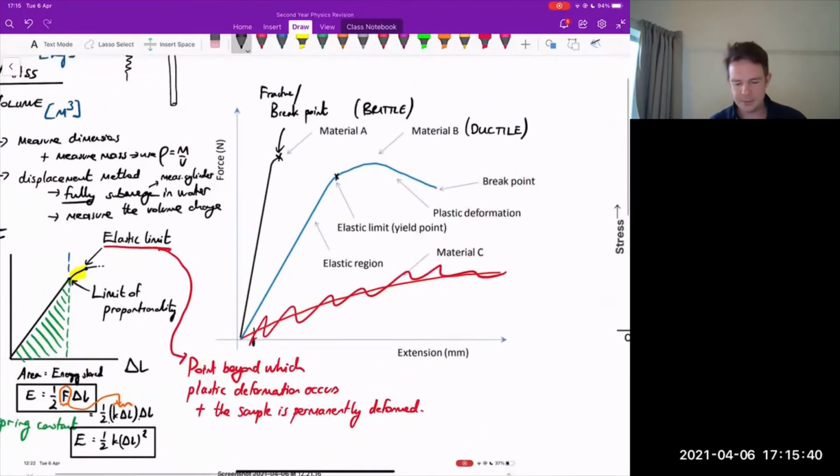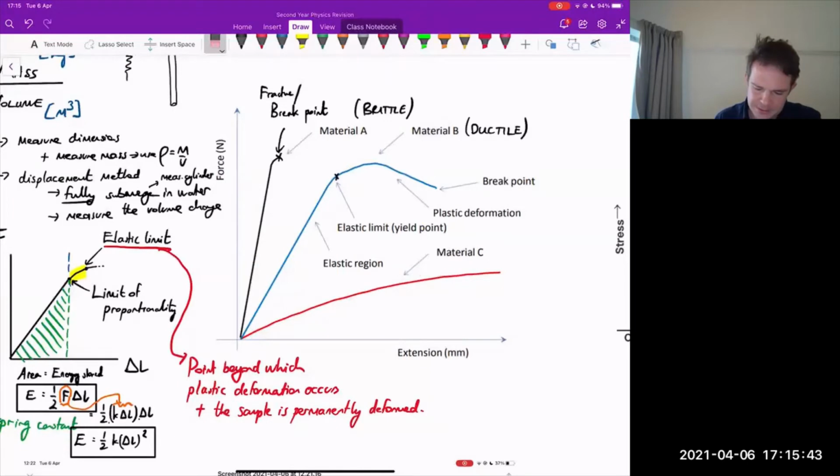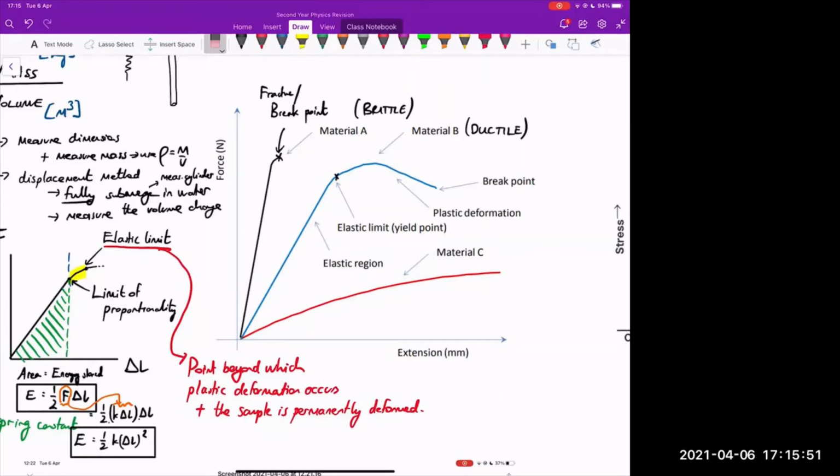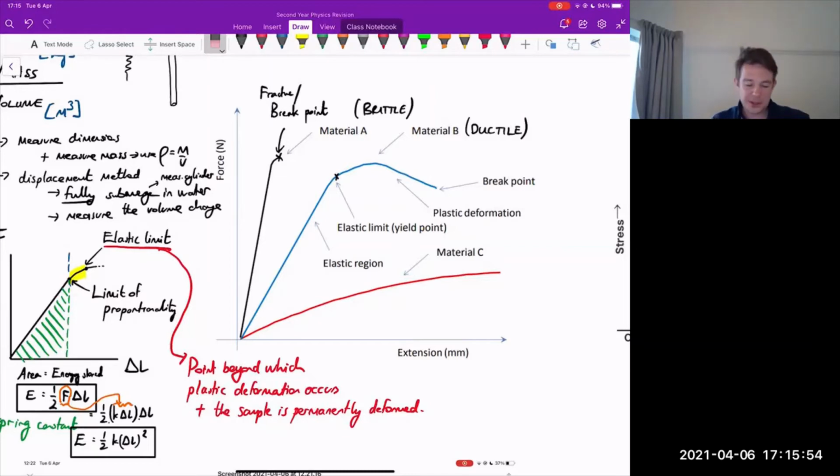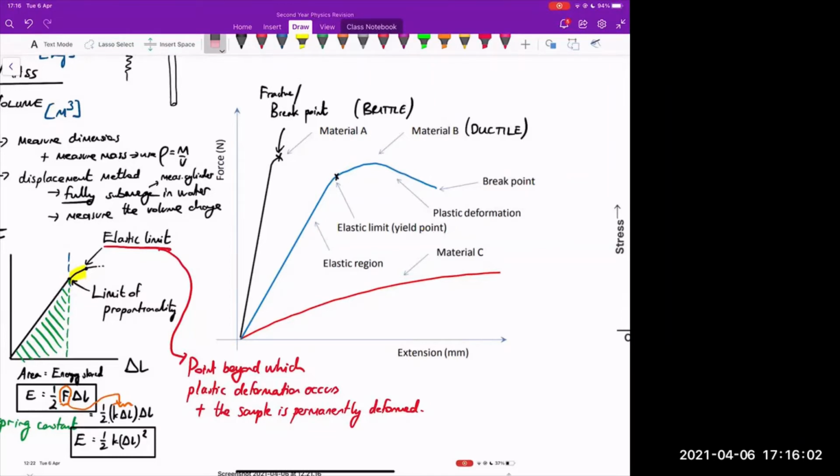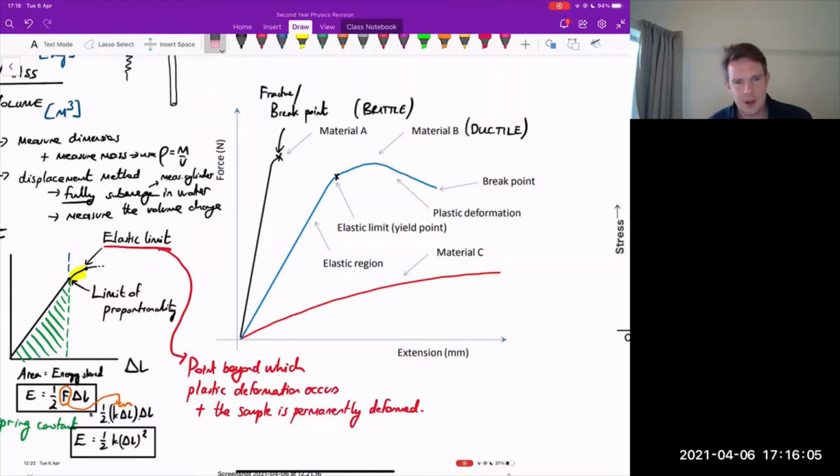Let's look at material C. What can you tell me? What do you think material C might be? Blue tack? Possibly. Plastic, yeah, it could be plastic. What does it not obey? Hooke's law. Yeah, it's not showing any straight line section. It doesn't obey Hooke's law. It's probably something like rubber. Rubber is the classic example of this kind of behavior, but plastic would be good as well.